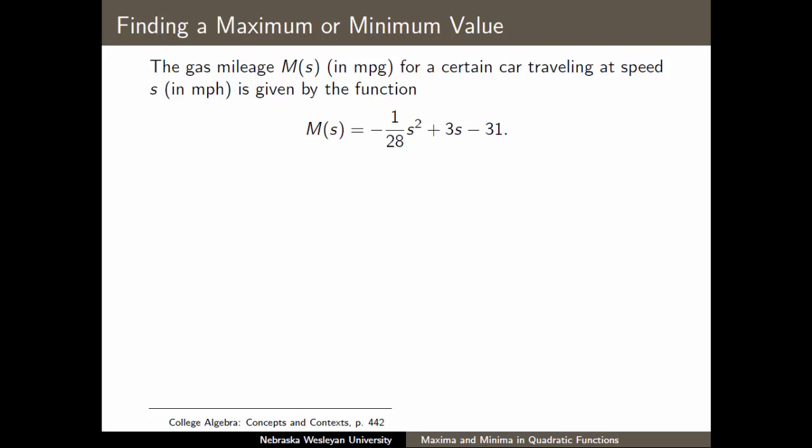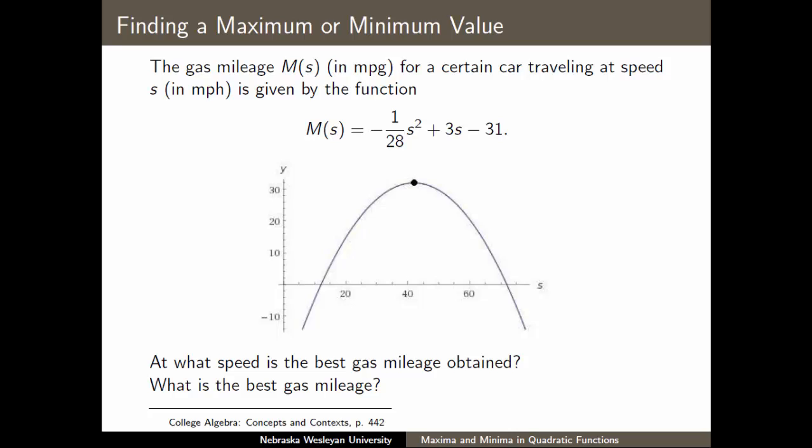Suppose the gas mileage in miles per gallon that you achieve in your car while traveling at speed s is given by this function. So this function asks for your current speed and determines the gas mileage you're receiving at that speed. If we look at the graph, it indicates that traveling at a low speed, which is our s-axis, gives us a low gas mileage. But traveling at too high of a speed also reduces the gas mileage. Somewhere a little over 40 miles per hour, we achieve a maximum gas mileage of just a little over 30 miles per gallon. So could we get a better estimate for these two questions?